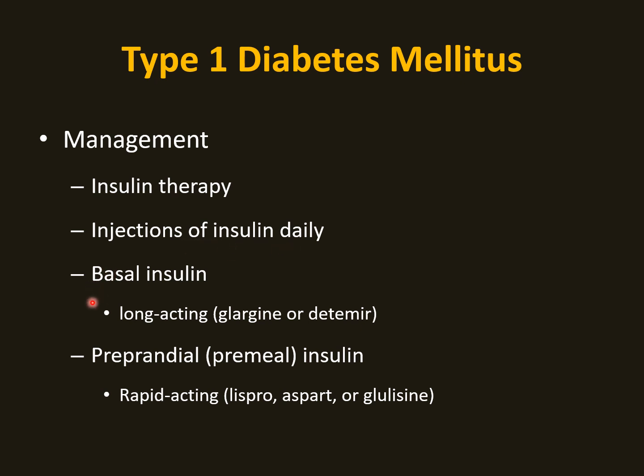You have two types: basal insulin, long acting, like for example glargine or detemir, and preprandial or pre-meal insulin. And now what is used now is the rapid acting Lispro or Aspart. These are the two most commonly used, Lispro and Aspart.